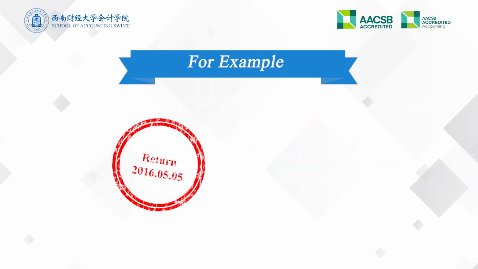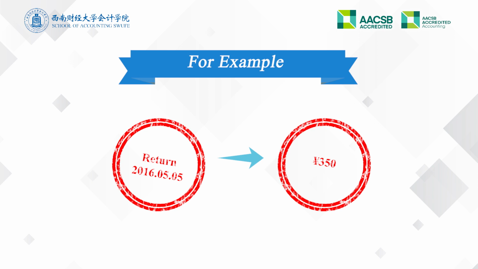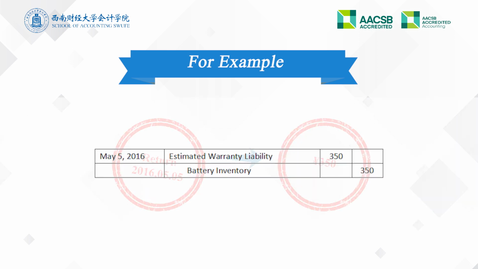If the consumer returned the smartphone for repairs on May 5th, 2016, and the merchant replaced the battery costing 350 yuan, the merchant should record the partial settlement of the estimated warranty liability as follows. May 5th, 2016. Debit estimated warranty liability 350 yuan. Credit battery inventory 350 yuan.